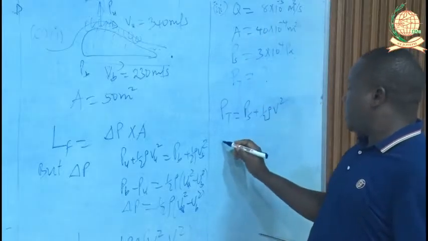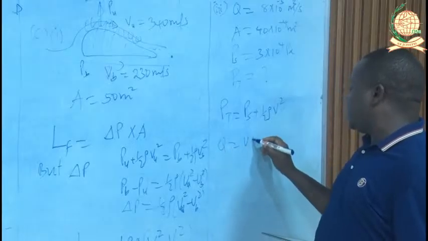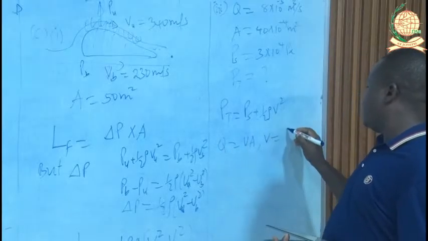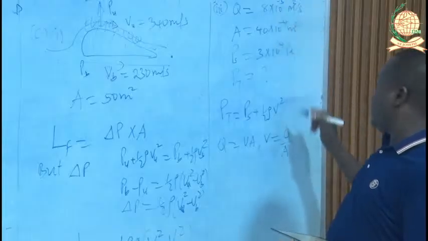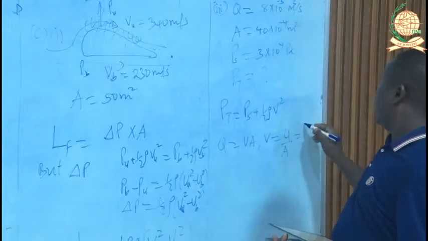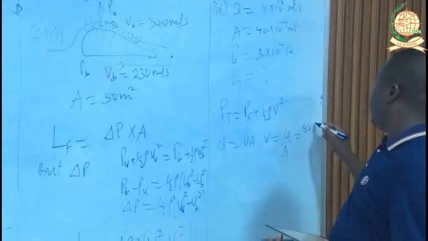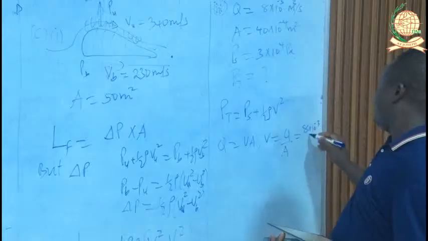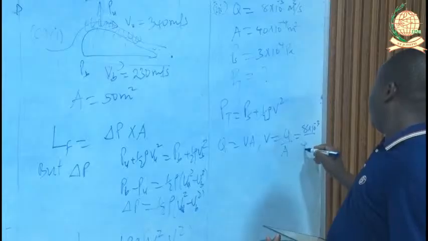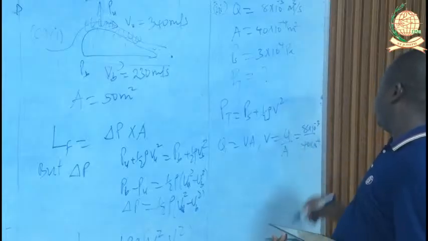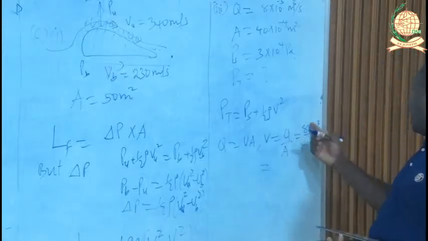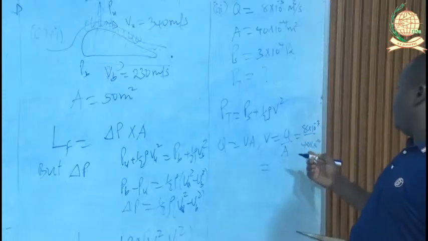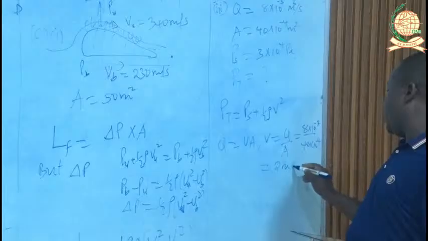So we know that Q is equal to velocity times area. So velocity is equal to Q over area. Area is there, Q is there, so you can find this is 8 times 10 negative 3 over 40 times 10 negative 4. So you calculate the velocity here, almost 2 meters per second.